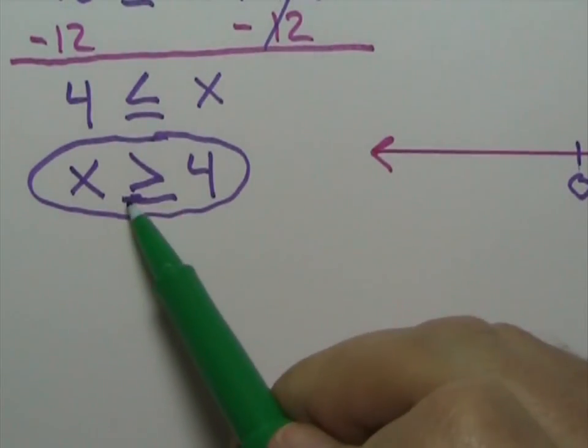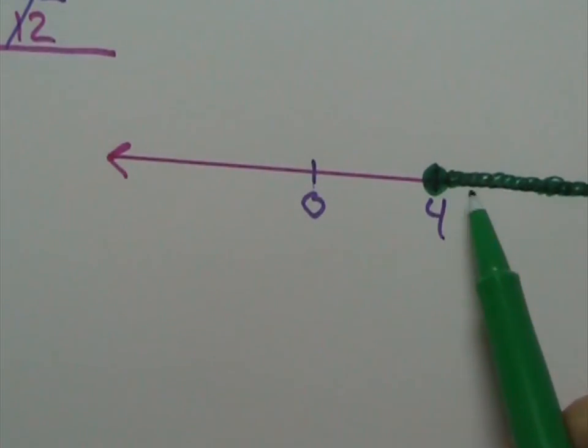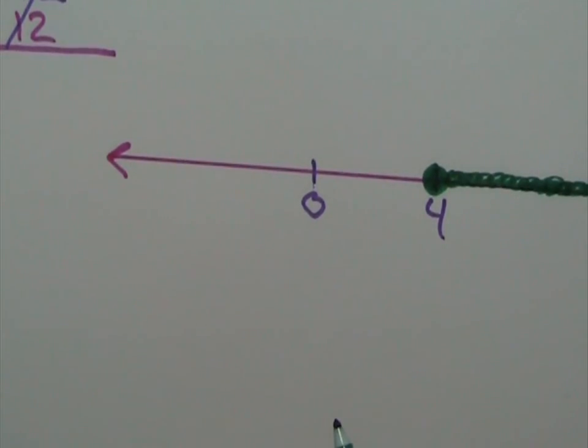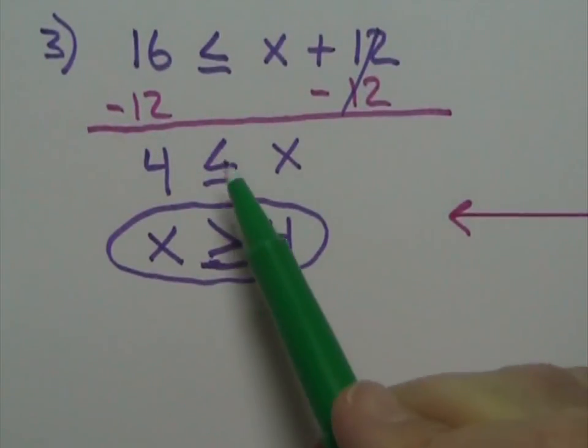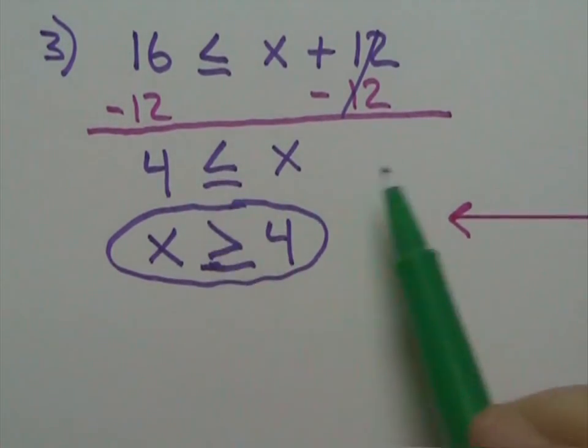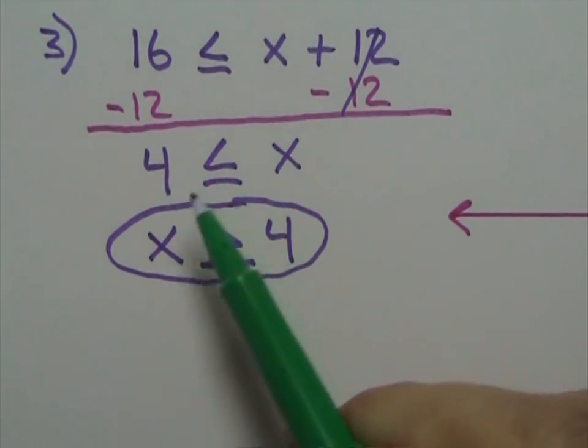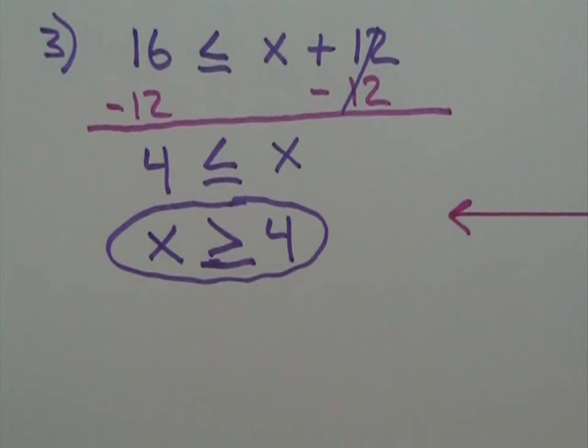Also notice how it's pointing to the right. So you would shade to the right. Notice on this one it's pointing to the left, so it doesn't make sense to point it to the left. That would be wrong. That's why we put x on the left-hand side. It makes more sense to us.